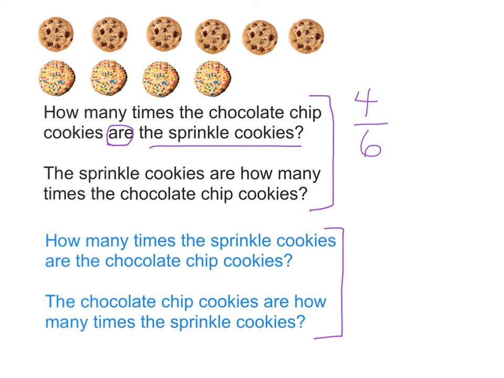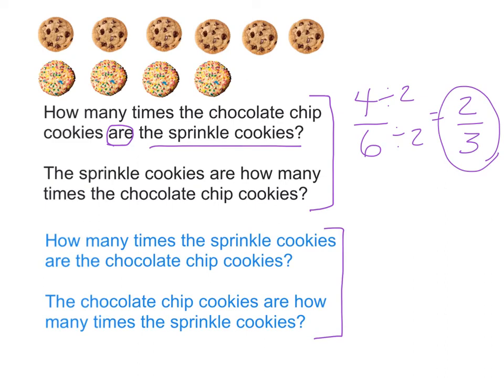And then the sprinkle cookies are 4/6 times the chocolate chip cookies, or if I reduce that, divide both of those by 2, I get 2/3 in simplest form. So the sprinkle cookies are 2/3 times the chocolate chip cookies, which 2/3 is still less than 1.